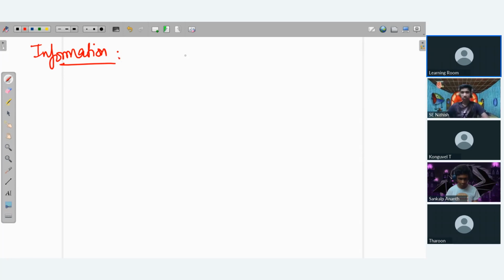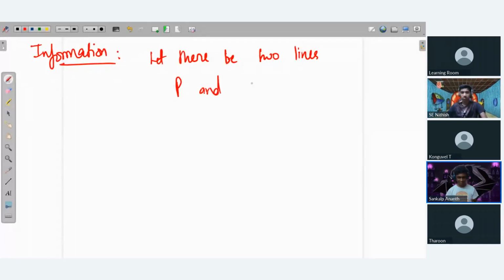Say I have two lines. Let there be two lines P and Q. Both of them will have their slopes respectively. So let's say the slope of line P is MP and the slope of line Q is MQ. Then two things I'm going to tell.